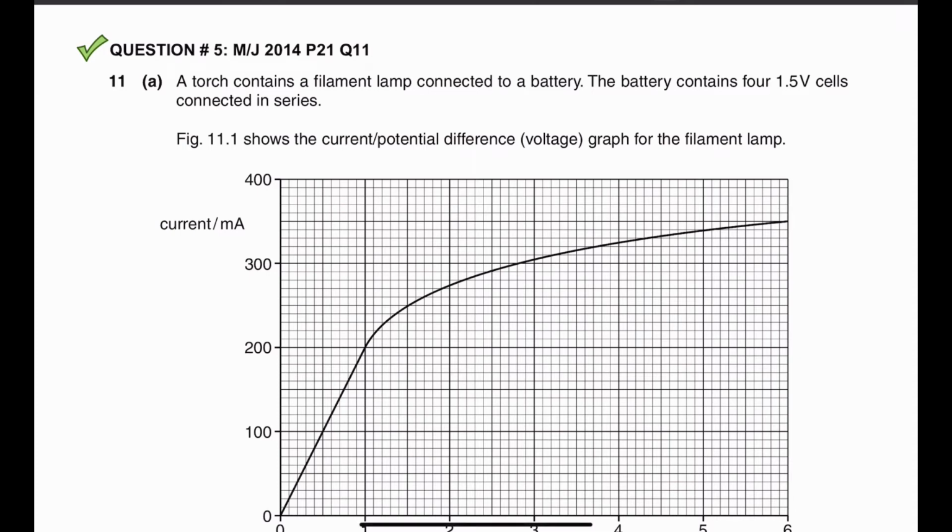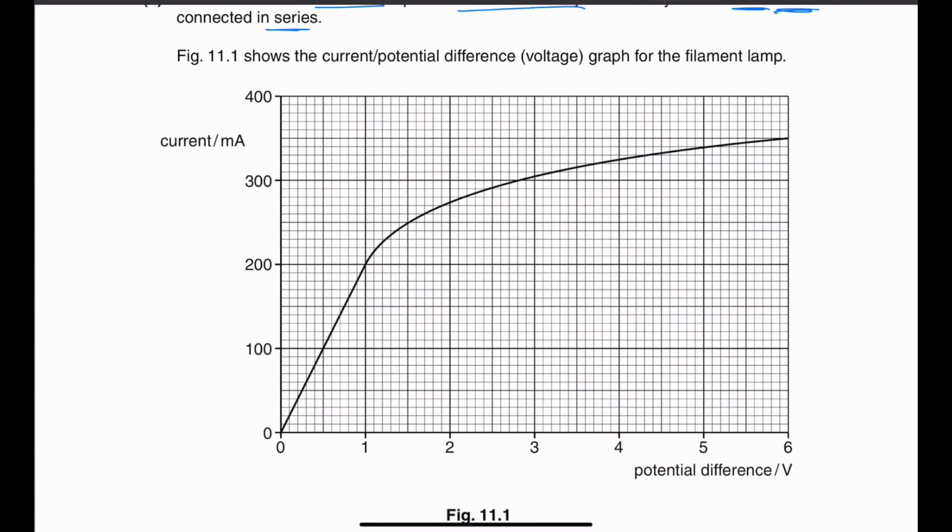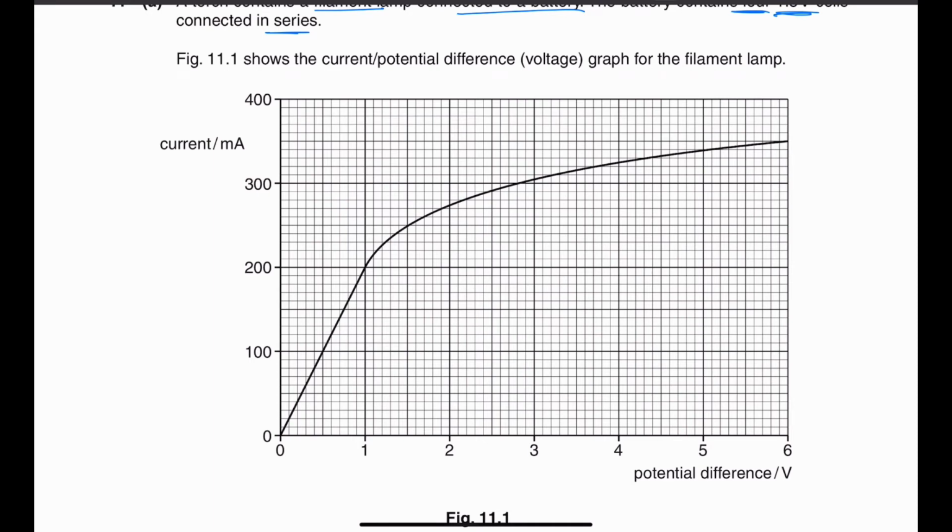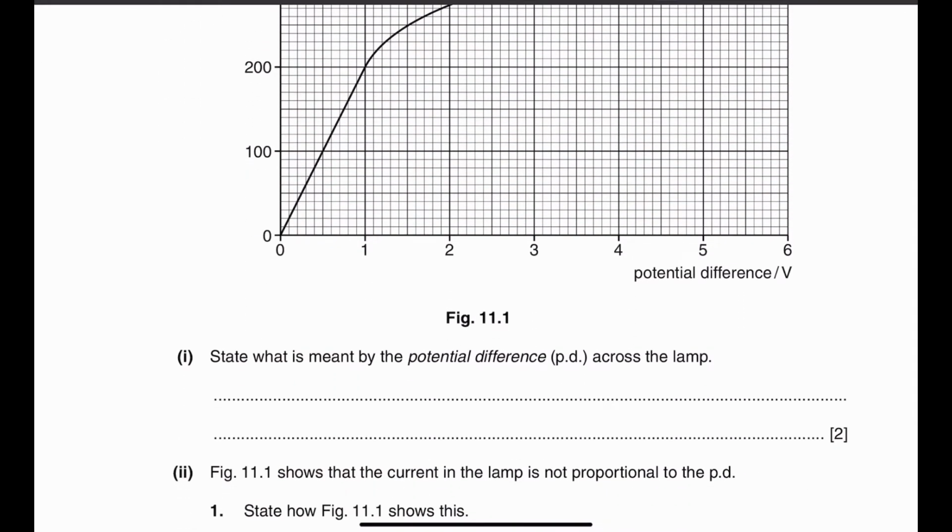Now we have a torch that contains a filament lamp and which is connected to a battery, and the battery contains 4 1.5 cells in series. Alright, so we have 4 1.5 cells in series, keep that in mind. And again we do have a current versus potential difference graph, and this one is drawn for a lamp, and you can see the shape, it curves and its gradient decreases as we have seen before. Now they're asking what is meant by potential difference.